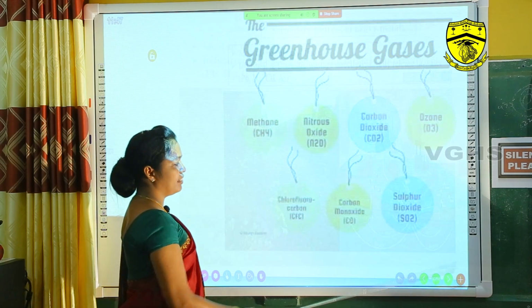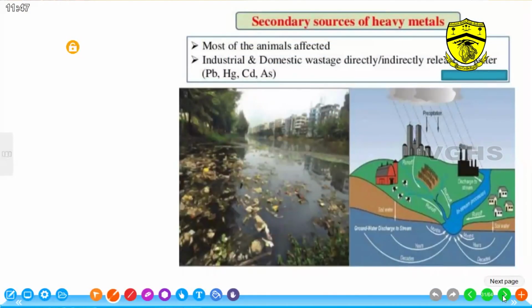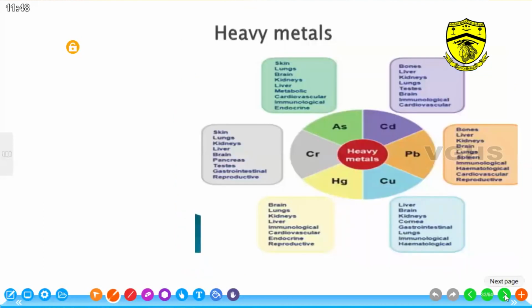That's very important. And next one is the secondary sources of heavy metals. Most of the animals in aquatic places and soils, land places too, are affected. You know that for industrial purposes they apply a lot of chemicals, and afterwards they also release some heavy metals like lead, mercury, cadmium and arsenic too. That is harmful for our body, and not only for our body but also for our environment.